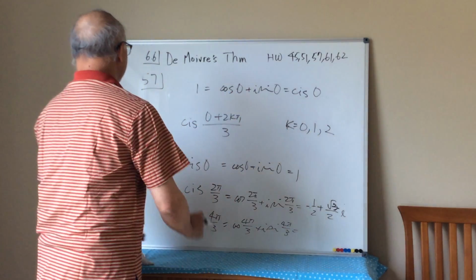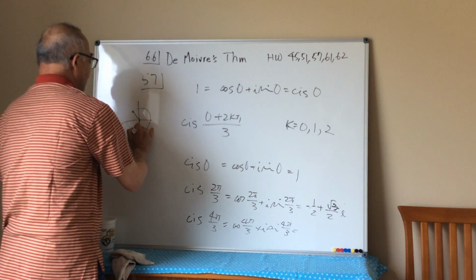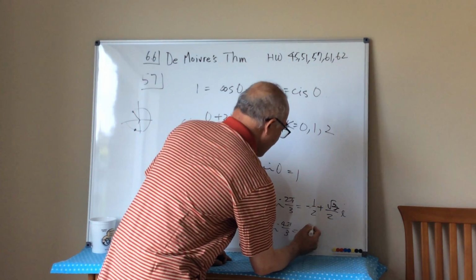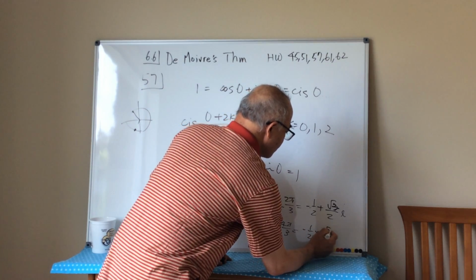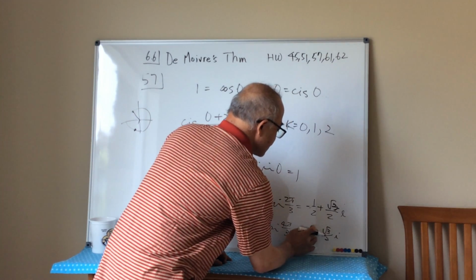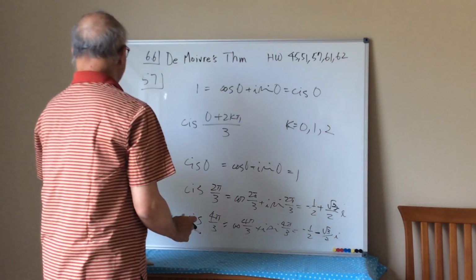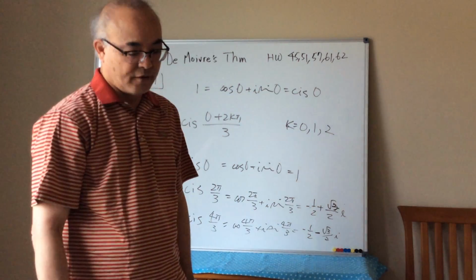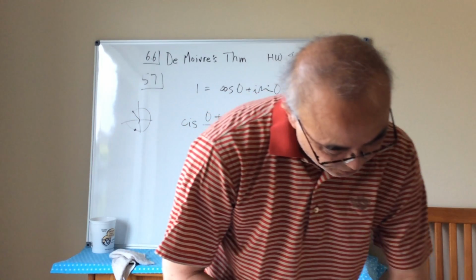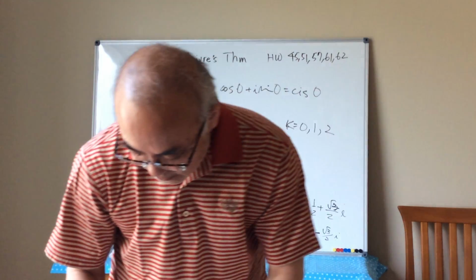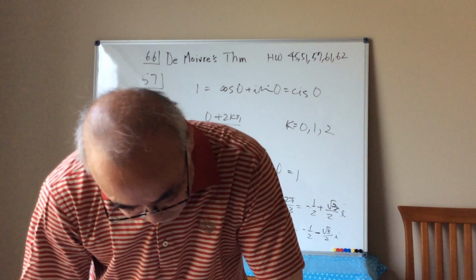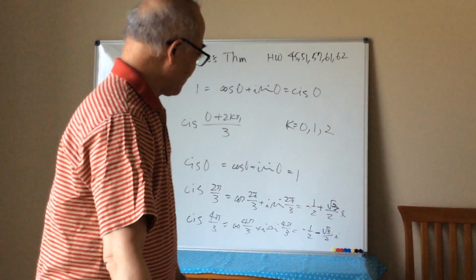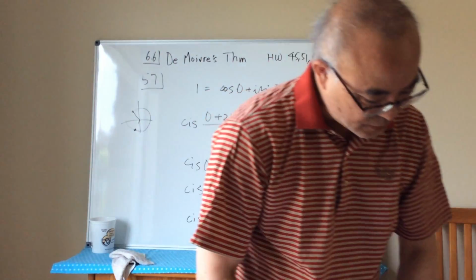4 pi over 3 is where? It's down here, right here. So cosine is still going to be -1/2 plus root 3 over 2 i, except this guy here is going to be negative now because we're down here in the third quadrant where the cosine and the sine are both negative. Okay, so that was 57. Yeah, we're good with that. Okay, so that was 57.